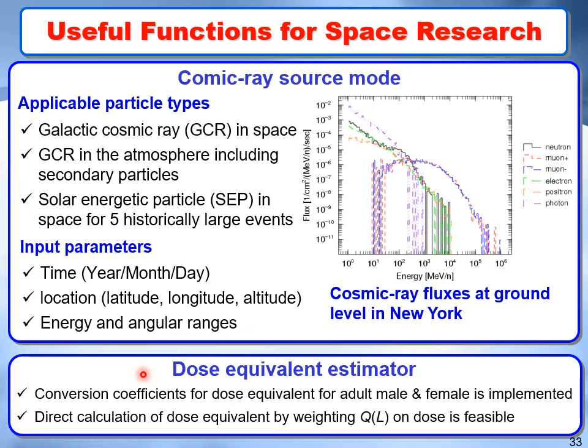quantity in space. Applicable particle types of the cosmic ray source mode in PHITS are galactic cosmic ray, so-called GCR, in space, and those in the atmosphere including secondary particles, and solar energetic particle in space for 5 historically large events. It can be easily used by specifying the time, location, and energy and angular ranges of users' interest.